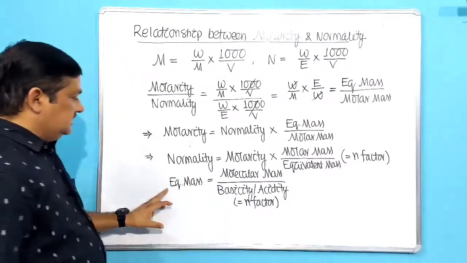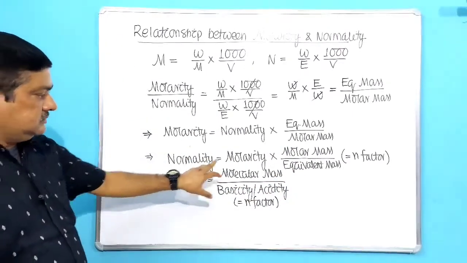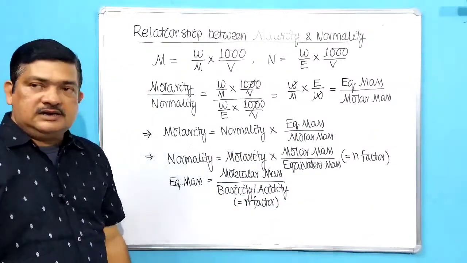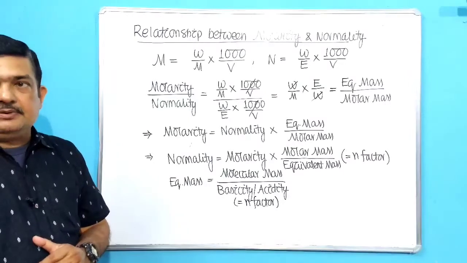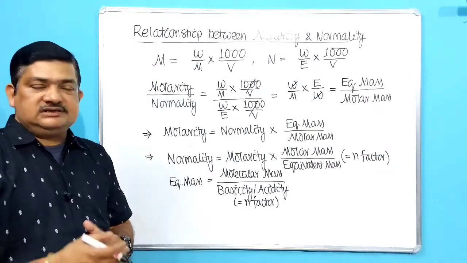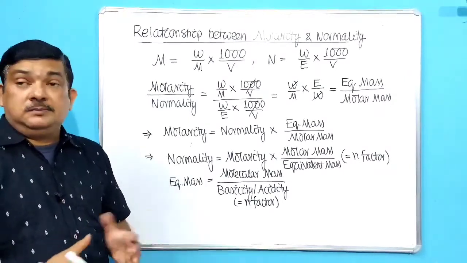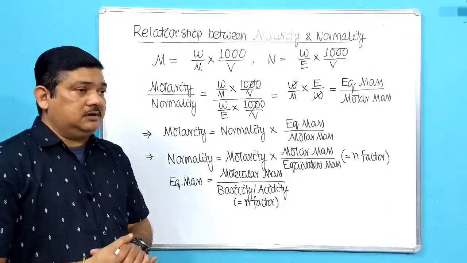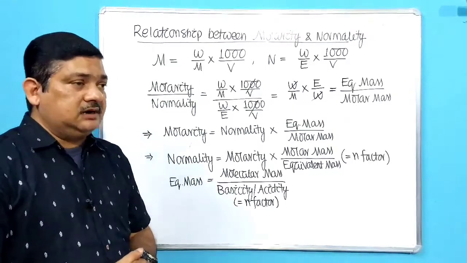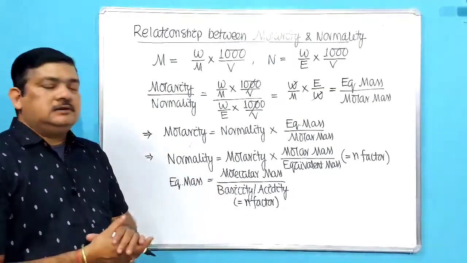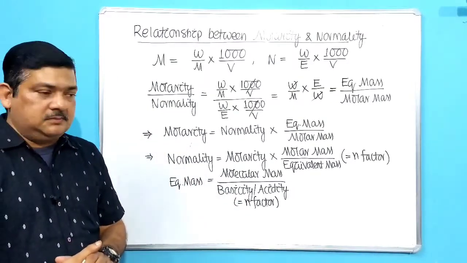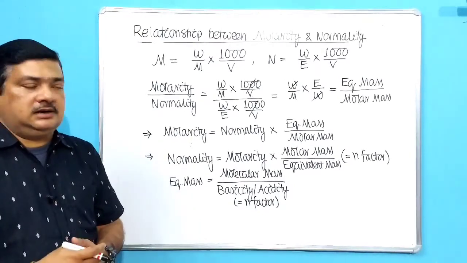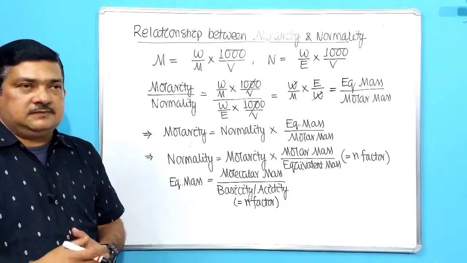So we will summarize like this. Normality of a given solution is equal to molarity into molar mass by equivalent mass, which is n factor. What is n factor? It may be acidity for a base, basicity for an acid, the number of replaceable H plus ions, or the change in oxidation number of an oxidation or reduction during a redox reaction. All of these, which are divided into molecular mass to find out the equivalent mass, come under the n factor.